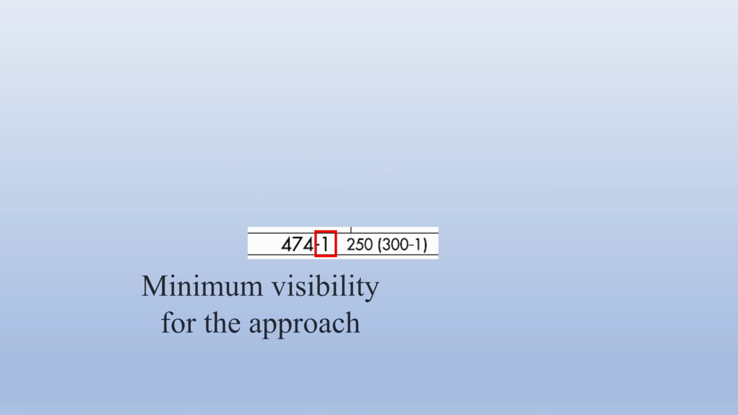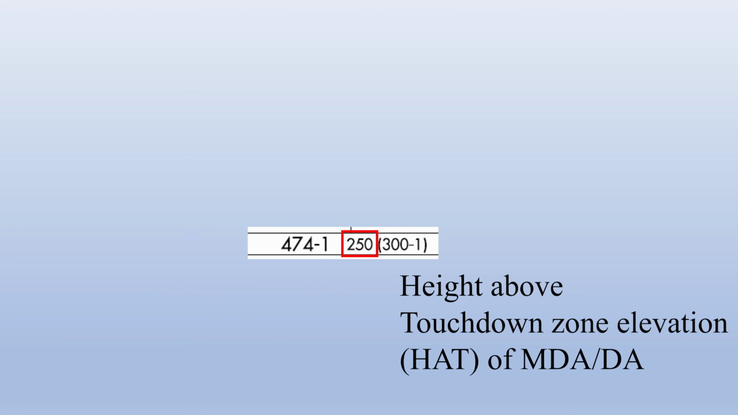The next number is the minimum visibility for the approach. With Part 91 operations, you can actually shoot the approach with less than this visibility, but you need to at least have this flight visibility to be able to descend below MDA or DA. For commercial operations, they cannot even shoot the approach if they are outside of the final approach fix without at least this visibility being reported. The next number is the height above touchdown zone elevation, or the HAT, of your minimum descent altitude or decision altitude.